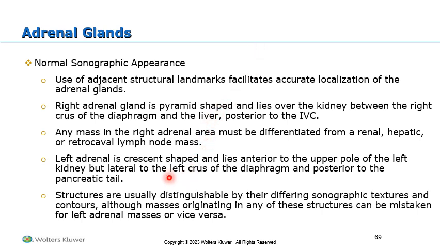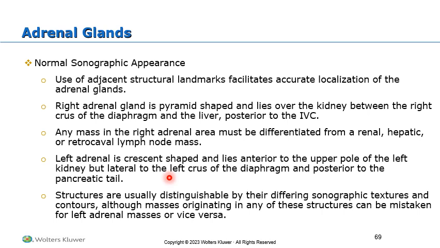The left adrenal is a little bit harder to see because of the difference in anatomy on the left side and the lack of that liver window. It's a little bit more crescent shaped and lies anterior to the upper pole of the left kidney and lateral, in this case, to the left crus of the diaphragm, and posterior to the pancreatic tail. And you know how well you see the pancreatic tail sometimes, so you can see why this would be more challenging on the left.